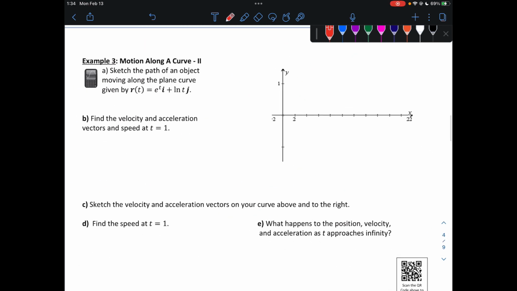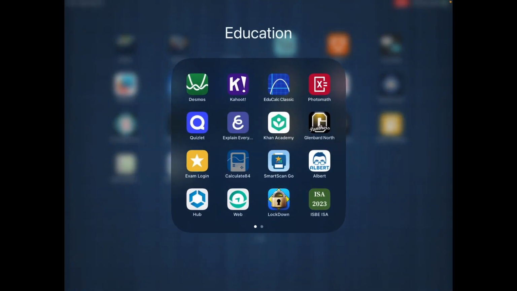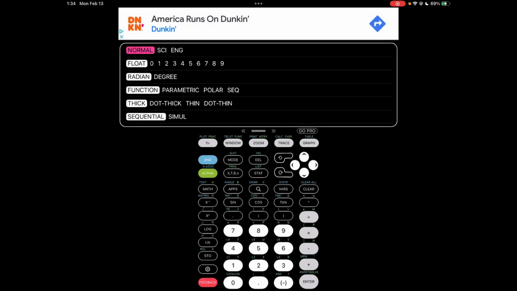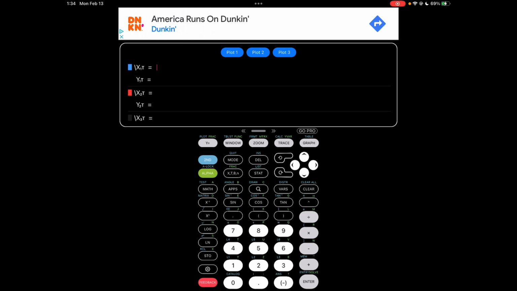Okay, example 3. Motion along a curve. We're using our calculators this time, so if you want to stop and get your calculator out. All right, the first thing we should probably do is change this into parametric mode. So go to mode, parametric mode, in our calculators. All right, x1 of t is going to be e to the t, and y1 of t is going to be natural log of t.